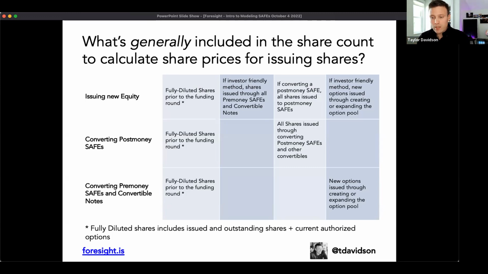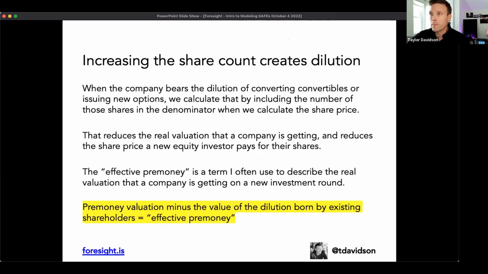And you're pushing the effect of the dilution onto the existing shareholders, like founders or any existing shareholder part of the round. If you're not including that, then the effect of the dilution is borne by all shareholders, including the new equity investors. That's basically the difference between investor-friendly and founder-friendly methods of conversion. And I have more concrete details on that in a couple of slides.